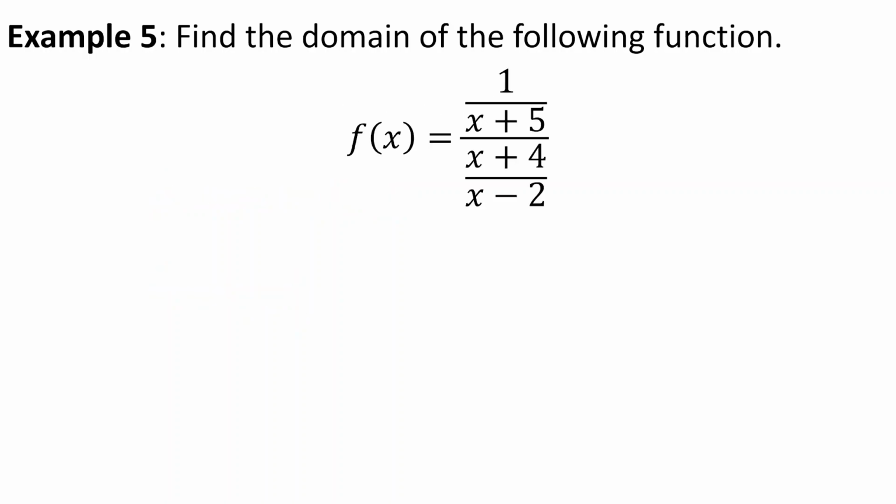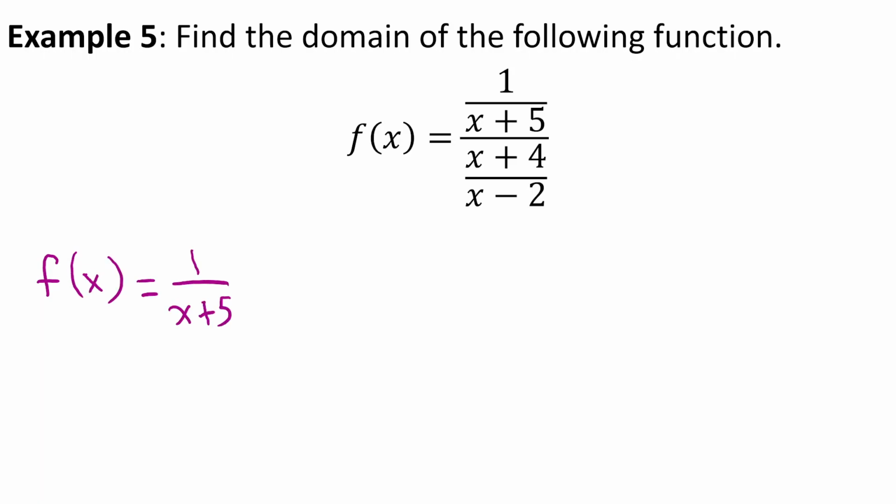Now, example 5 is a special rational function. In fact, it is a fraction over a fraction. So in order to do this type of problem and find its domain, the first thing we need to do is actually simplify this and make it look a little bit nicer. So f of x will then equal 1 over x plus 5.